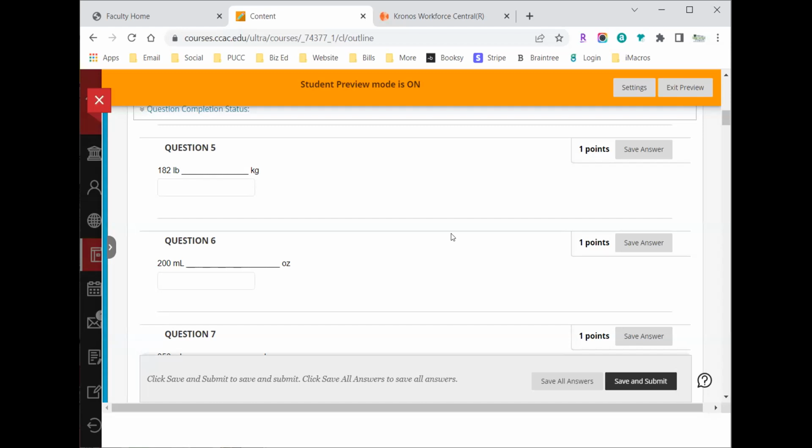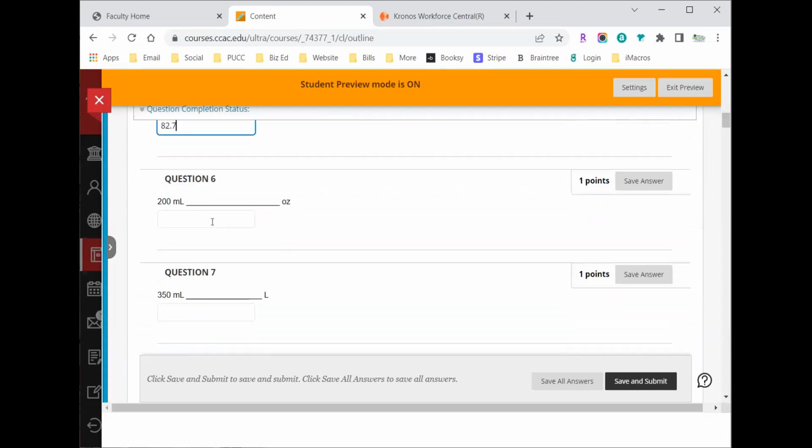What do you guys get for number 5? Good, that's what I'm getting too: 82.7. So we don't need to round up. All right. Now 200 milliliters to ounces.